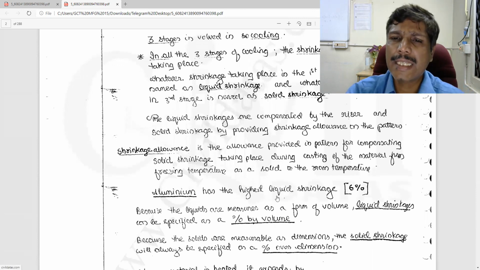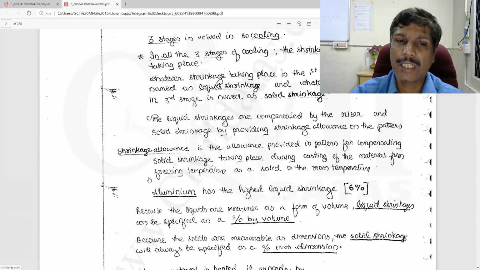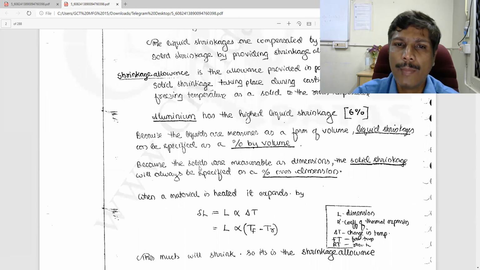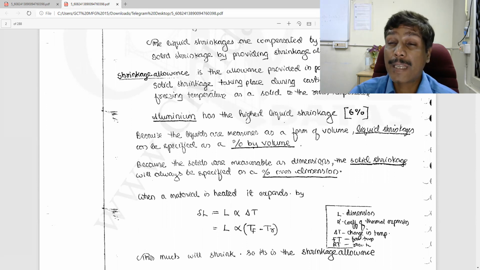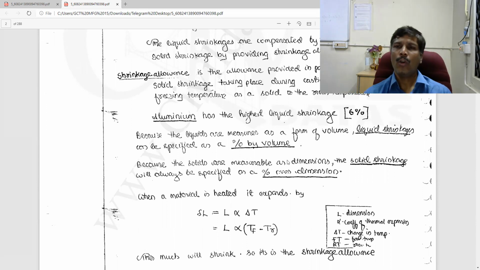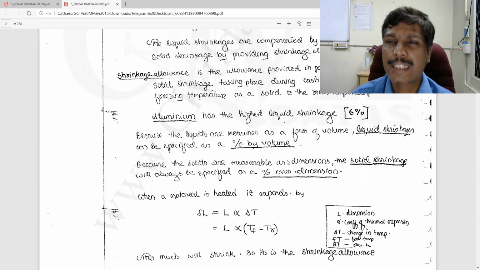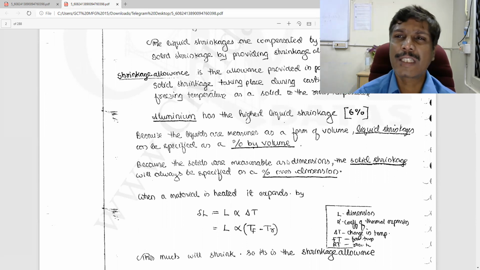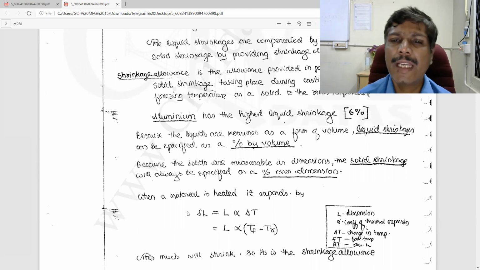Aluminum has the highest liquid sinkage, 6%, because liquids are measured in terms of volume. So liquid sinkage is specified by the percentage of volume. Because solids are measurable by dimension, the solid sinkage will always be specified by the percentage of dimension. So we have 2 sinkages: liquid sinkage is specified by the percentage of volume fraction, and solid sinkage is denoted by the percentage of dimensions.